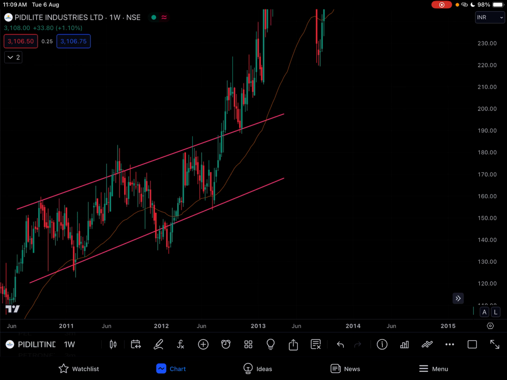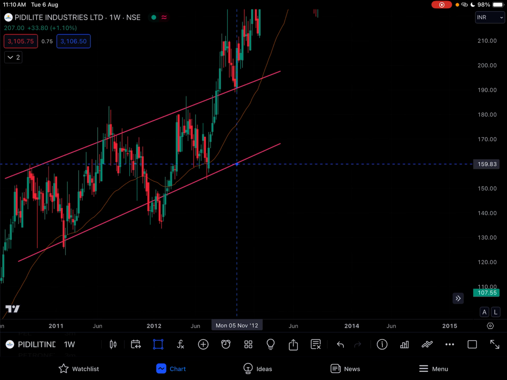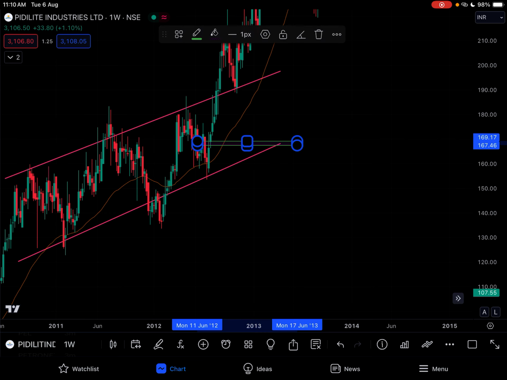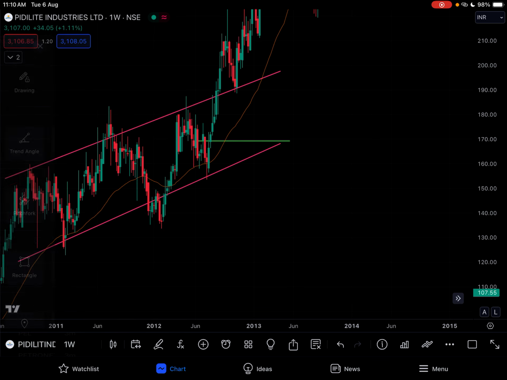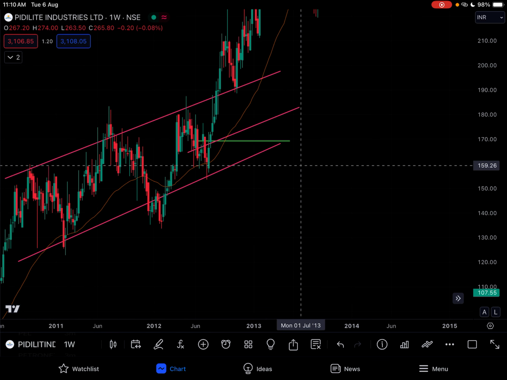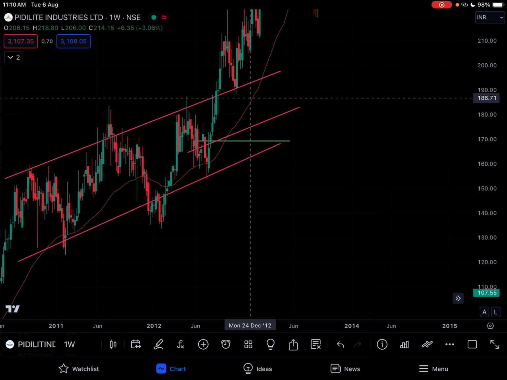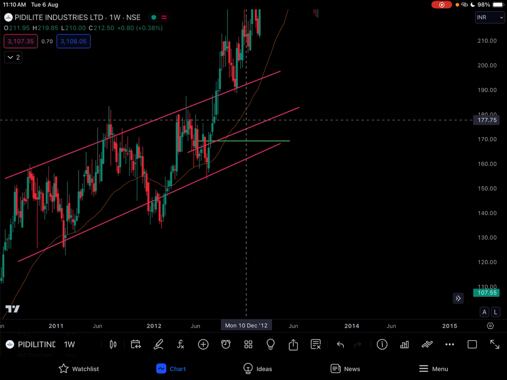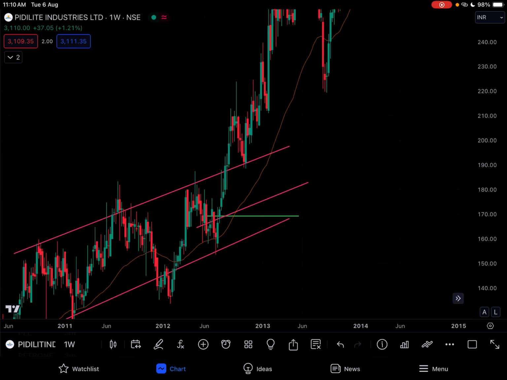So we will put the SL below 50%. Okay, so this pattern. Where is the 50% of this pattern? Below here. Below here we will put the SL. If I just draw like this, below this we will put the SL. Why? Because usually if it is a good pattern, it doesn't come below this 50%.